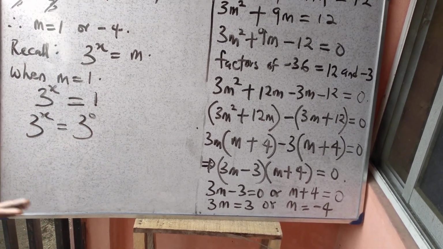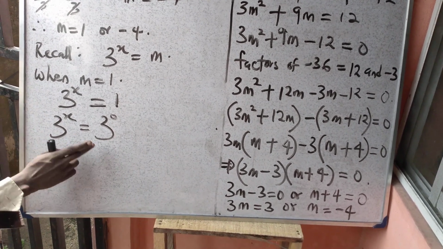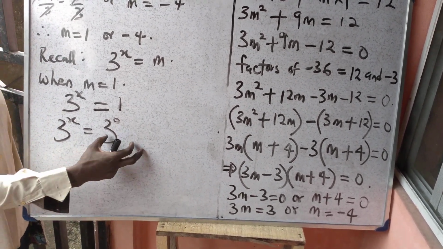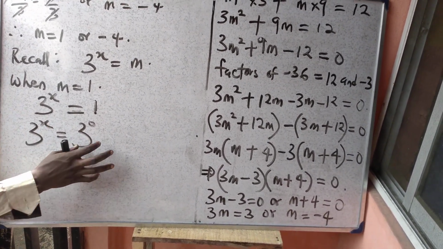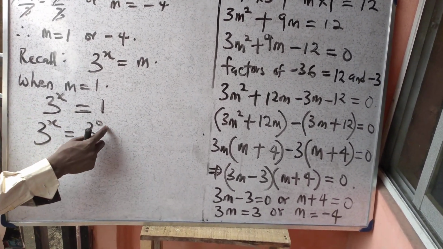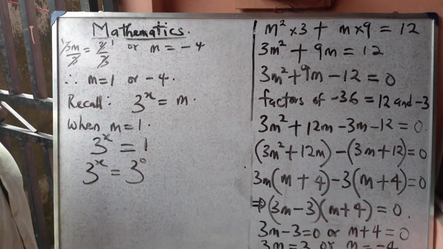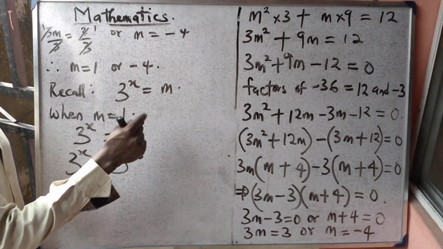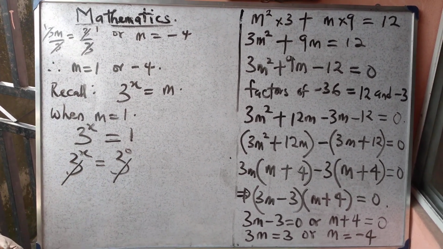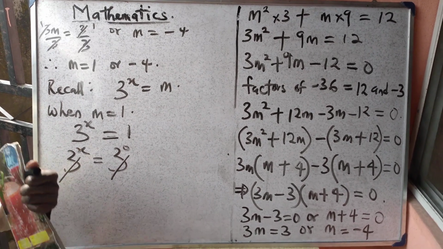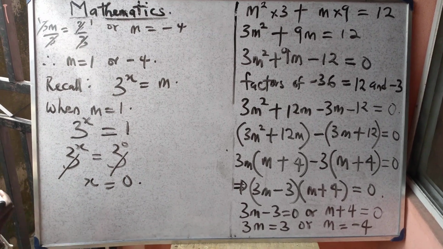One will ask, how then do we get the similar bases? Logically speaking, for you to have similar bases, if this is 3, of course 3 should appear on the right hand side, isn't it? So 1 is 3 raised to power 0. And 3 raised to power 0 is 1. So technically we have obtained the base we need. Now eliminate the bases and equate the powers. Wonderful. And you have that x is equals to 0. The value of x here is 0.